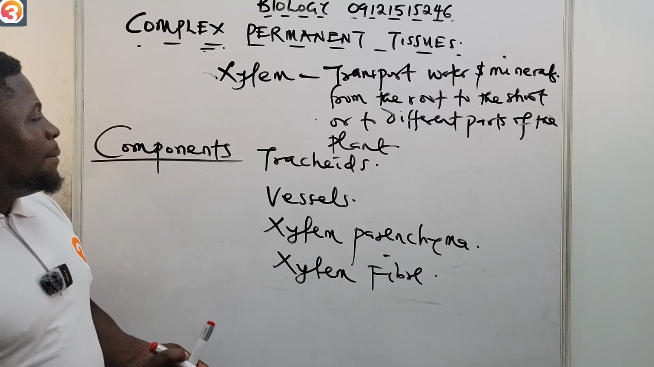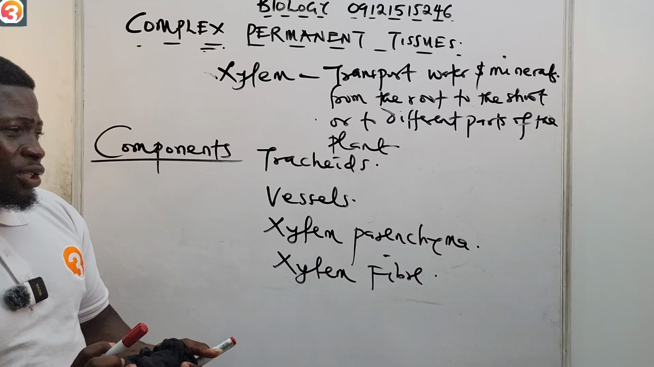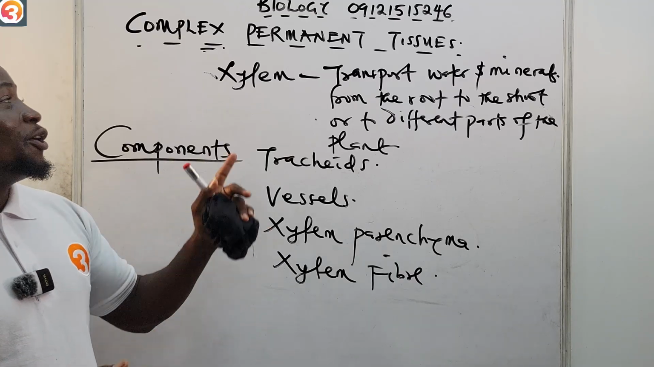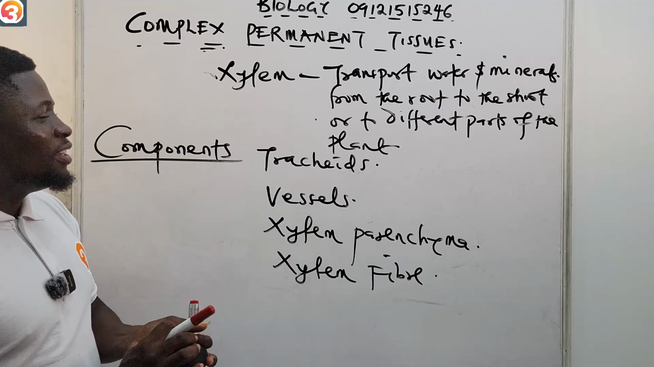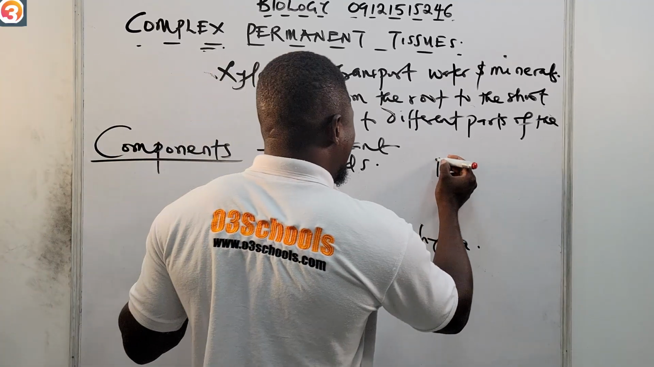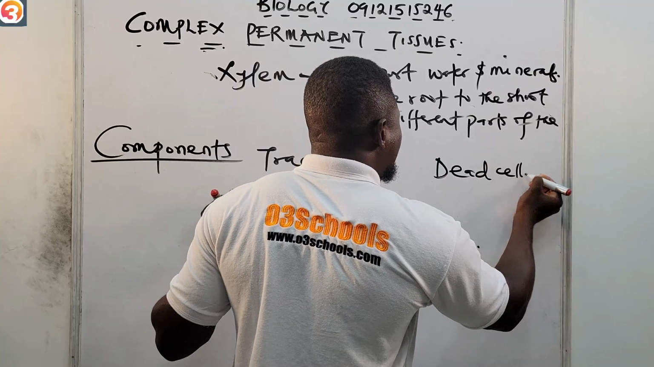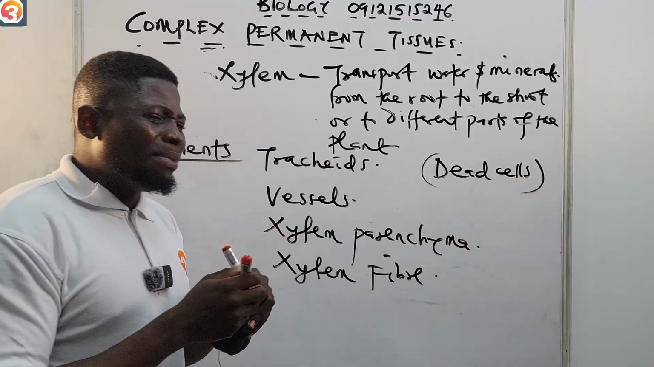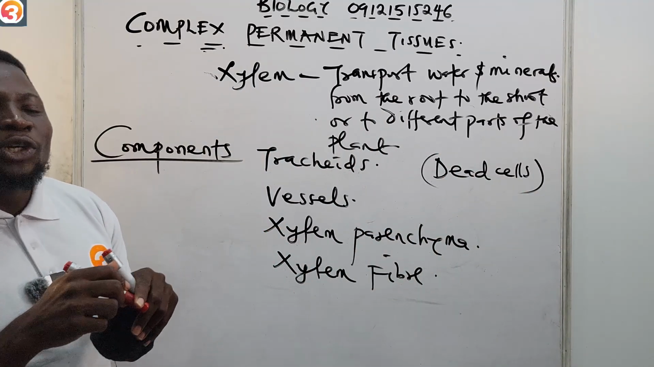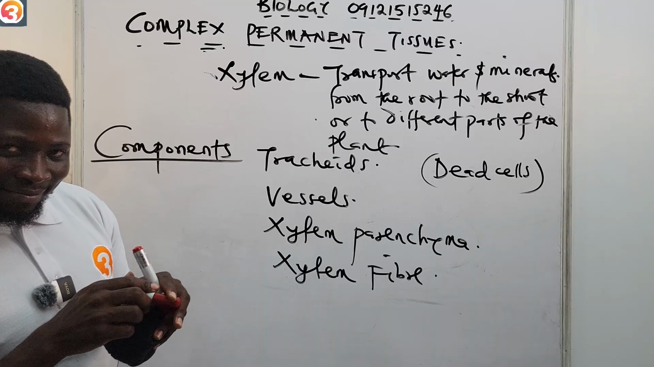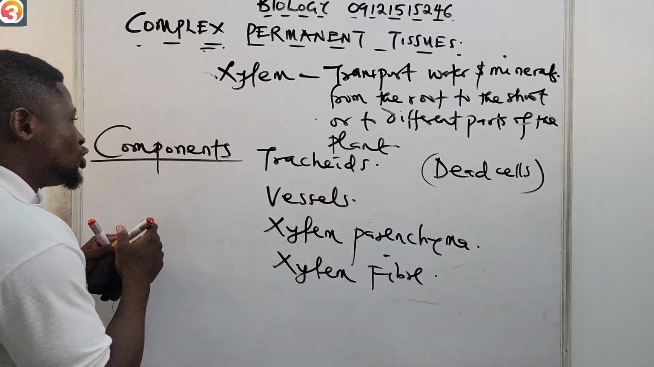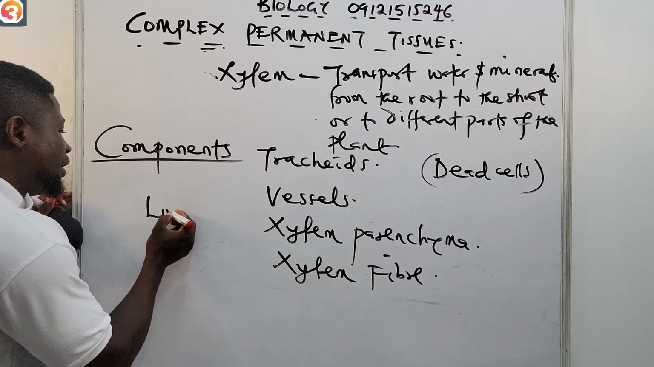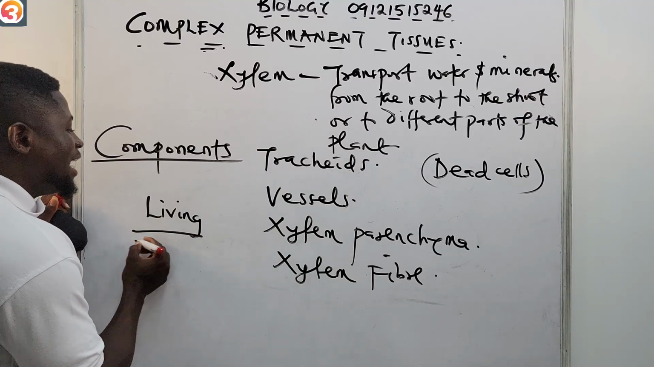And among all of these components of the xylem, all of them have what we call dead cells. What we mean by dead cells is that at maturity, they die. They are not living. When they mature, they stop living.